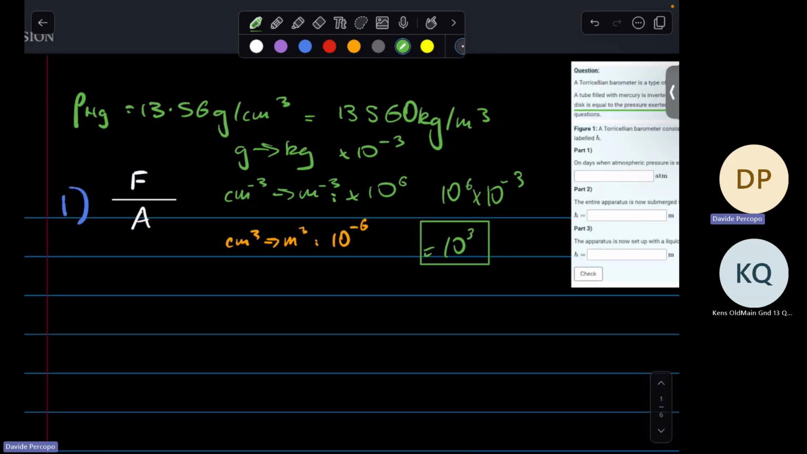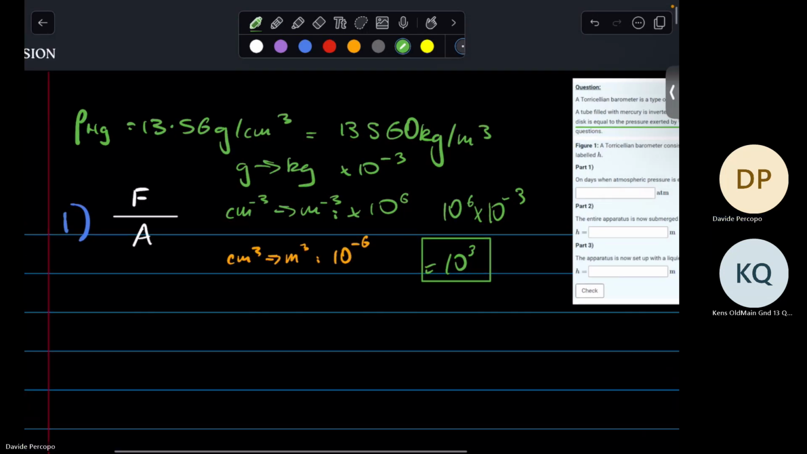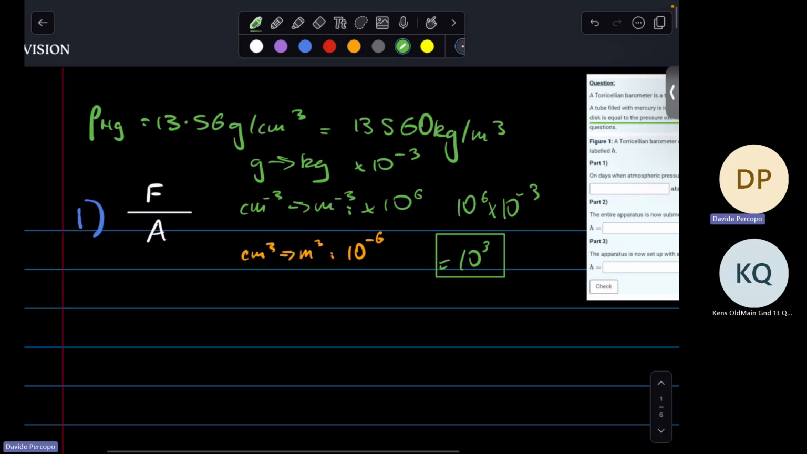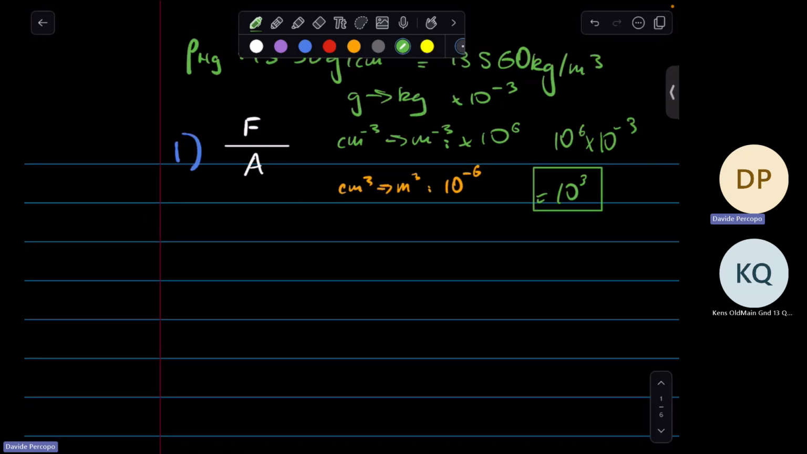So just times 100. No, it's just times by 1,000. That's why it's from centimeters cubed to meters cubed: you just times by 100 three times. Okay. But in this question, we actually don't really need that.